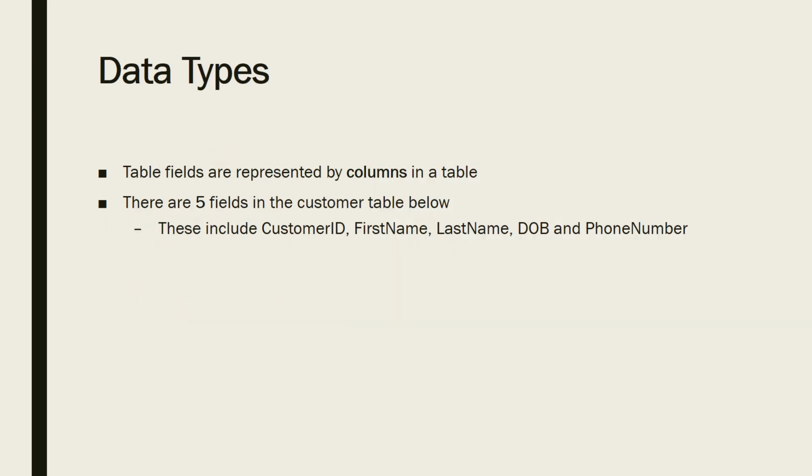Okay, so there are multiple data types. Definitely, we will be having multiple data, so that's why we will be having different data types as well. Table fields are represented by columns in our table. I hope it's clear for you. And there are 5 fields, the 5 fields in our customer table we have already talked about.